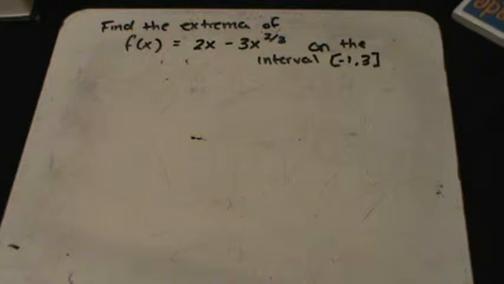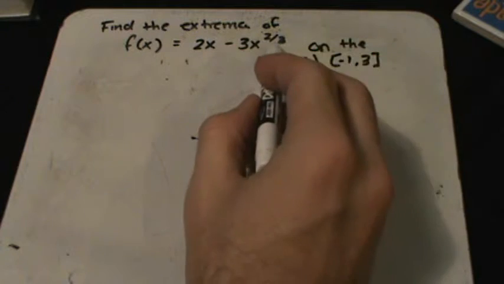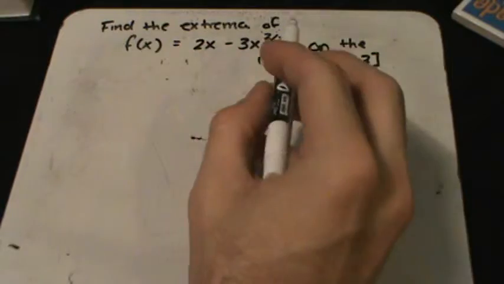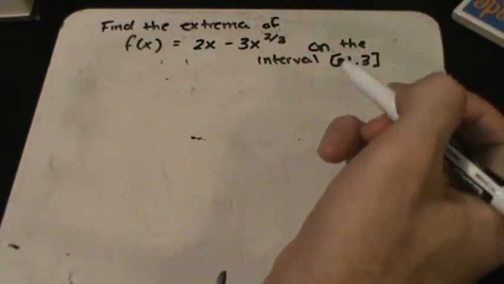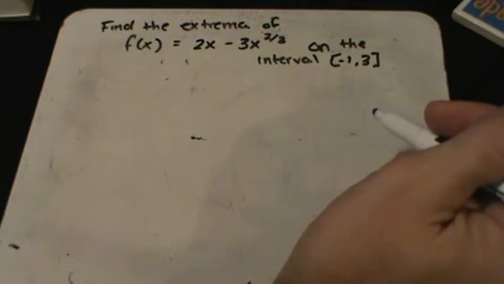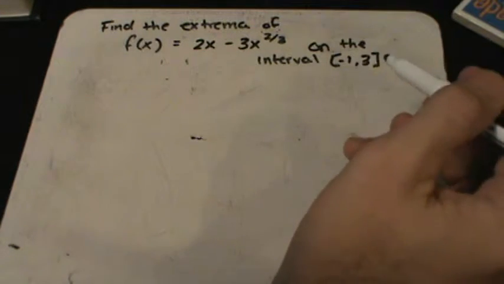Our next one's a little bit harder. What we have is a rational exponent, and whenever we have a rational exponent, it's going to be a little bit more difficult. So again, the first thing we have to do, we are looking for the extrema over this closed interval. So we need to first figure out what our critical numbers are.